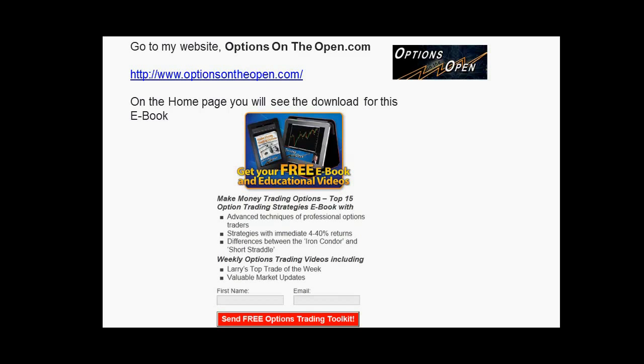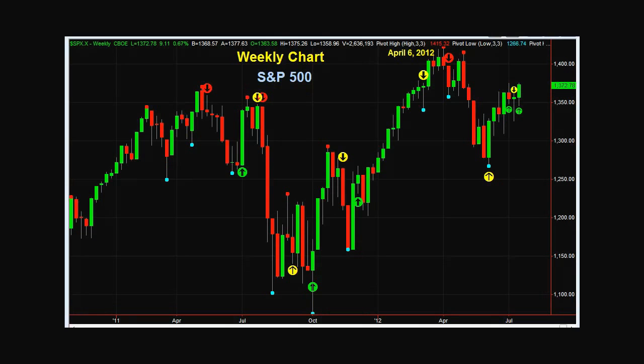I'm going to show you currently the long-term direction and the medium-term direction of the S&P 500. Now at Options on the Open, we like to do a top-down market technical analysis, and we usually do this each and every day just to start our day. So this is what we'll be looking at.